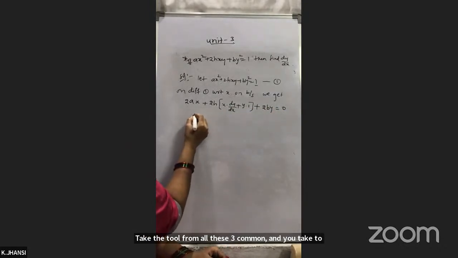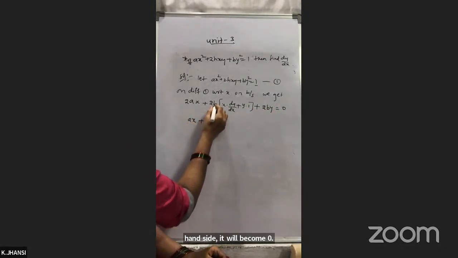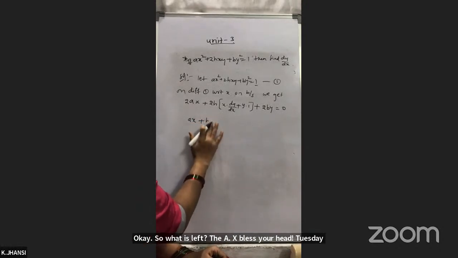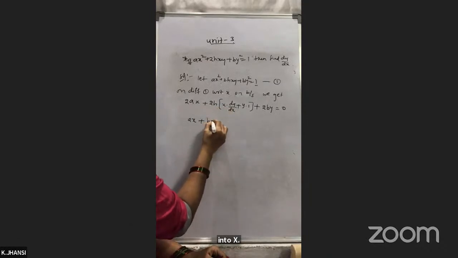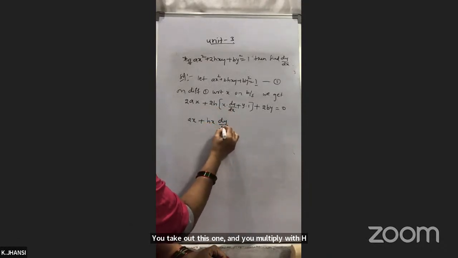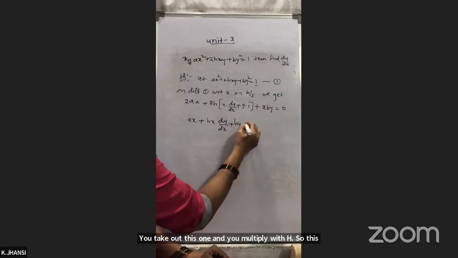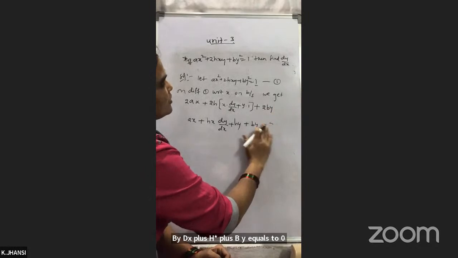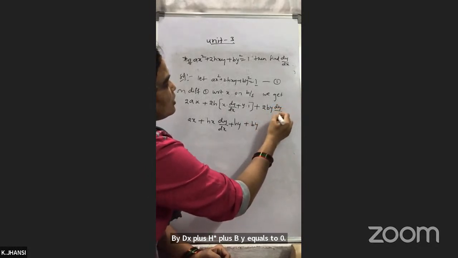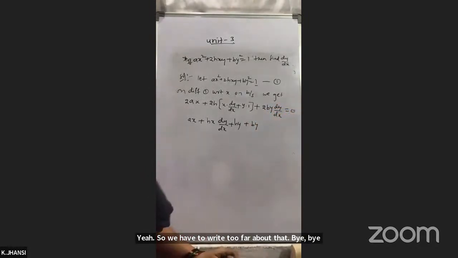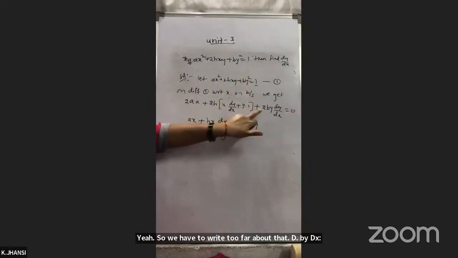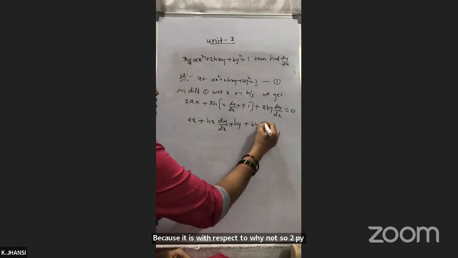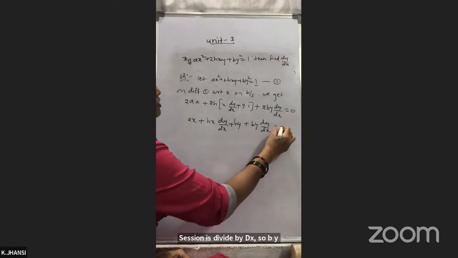Okay, so what is left? ax plus hy, there into x. You take out this one and you multiply with h. So this is hx dy by dx plus hy plus by equals to 0. Here also we have to write dy by dx, we forgot. Why? Because it is with respect to y, no? So 2by, and y differentiation is dy by dx. So by dy by dx equals to 0.